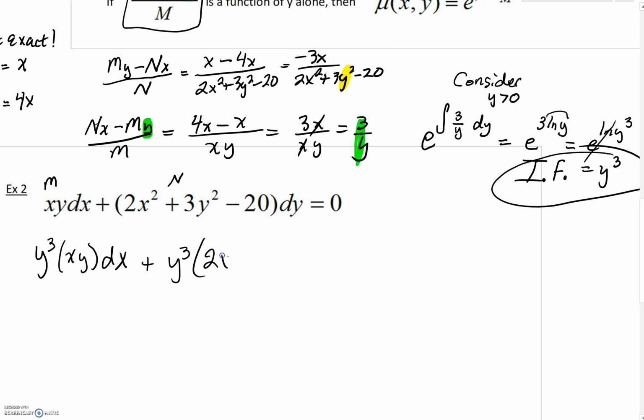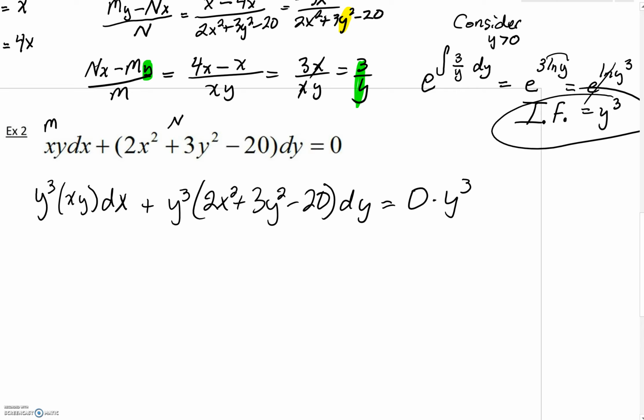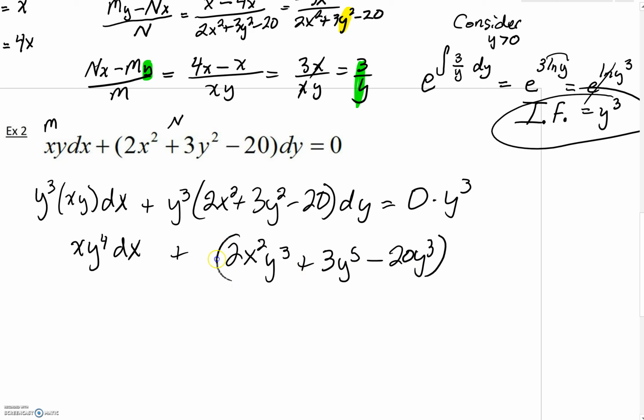What you do to one side, you're always going to do to the other side. And even right here on the right-hand side, we'll do that just as well. But we'll have x y to the fourth dx. This will become 2x squared y to the third plus 3y to the fifth minus 20y to the third dy equals 0. And guys, bold claim, we have a brand new M and a brand new N.